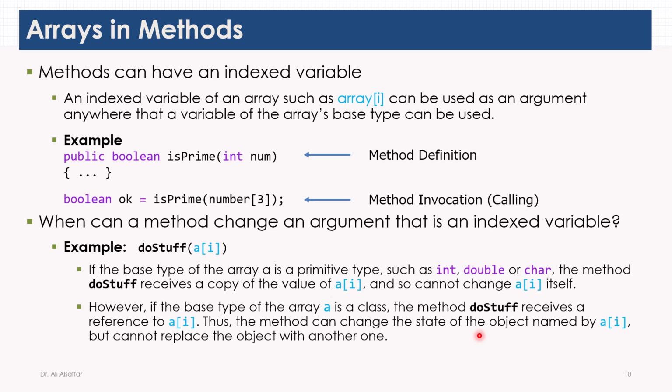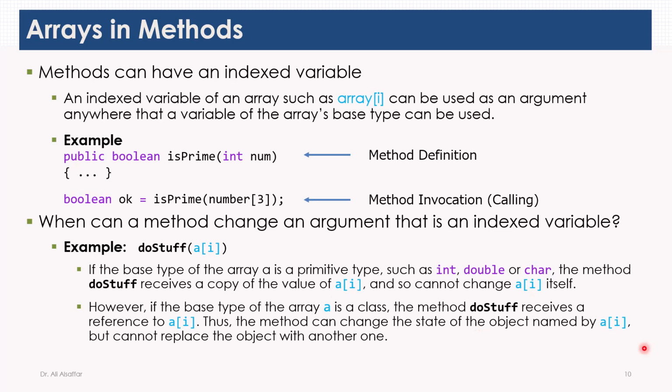When we say change the state of the object, it means we can change its data by calling set methods, for example. However, we cannot make this pointer point to another object, because when we pass this reference to the method, if the method changes the reference, the original reference of the array is still there, still pointing to the same object. But if you change the data inside that is pointed to by AI, then you are changing the state of the object. We will show you this by an example for the two cases: if we are passing a primitive data type and if we are passing a reference to an object.